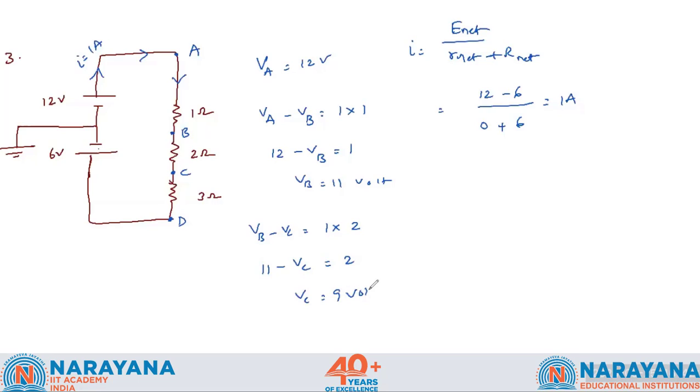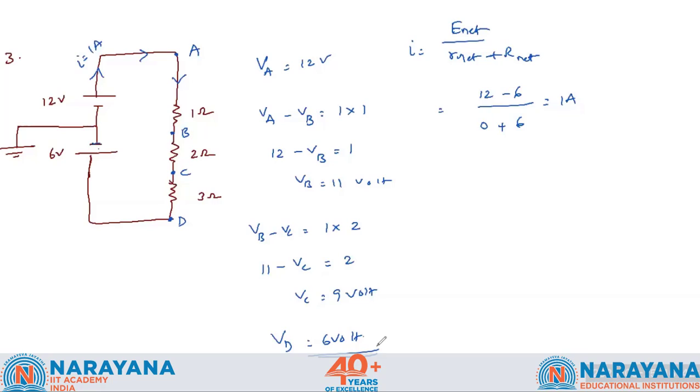Clear, 9 volt. Then similarly, you can directly tell that because the negative terminal of the 6 volt battery is connected to earth, its potential is 0. So the potential of the positive terminal of the 6 volt battery will be 6 volt, which is directly connected to D. So the potential of D will be nothing but directly 6 volt. We can tell it. Clear? So this is your question. This is your answer.